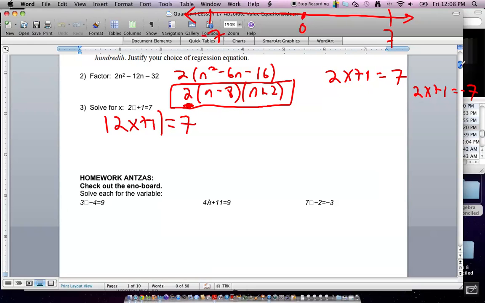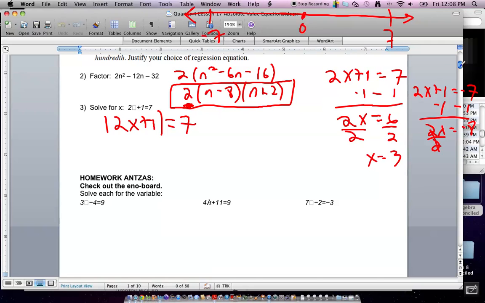One of them could be the positive, and one of them could be the negative. Then you just solve them, which is obviously very simple. 2x is 6, divided by 2, x is 3. Minus the 1, 2x is -8, divided by 2, x is -4. So those are my 2 answers. And that's the big revelation with absolute value, is there are 2 answers. Let's look at this graphically for a second and try to understand this graphically.